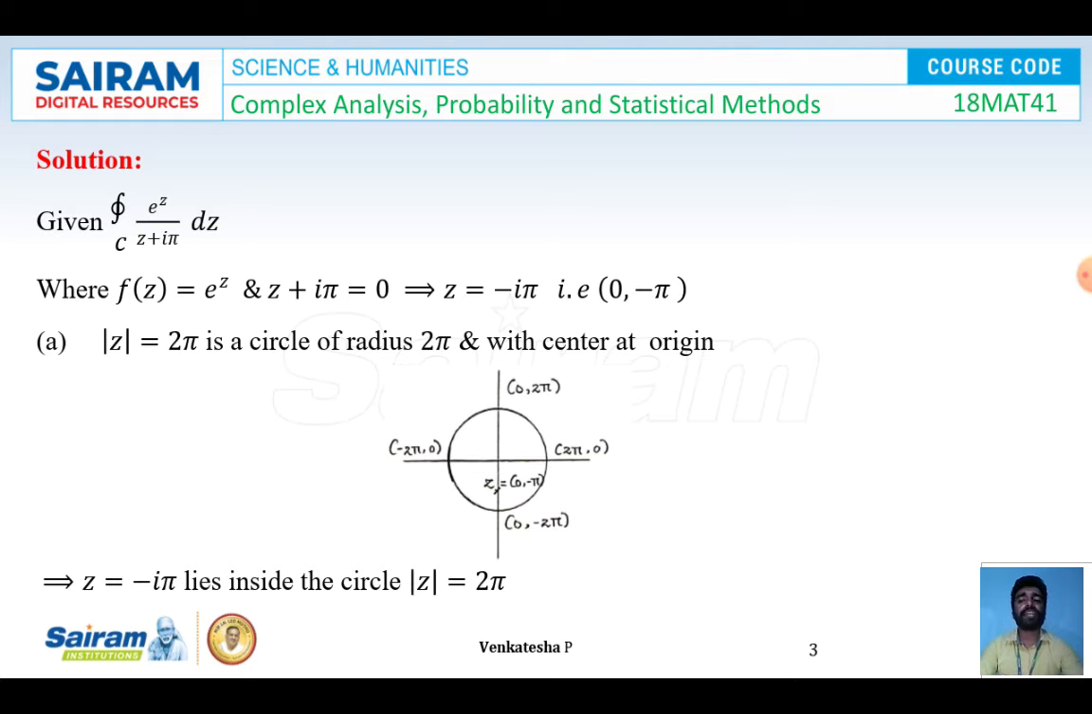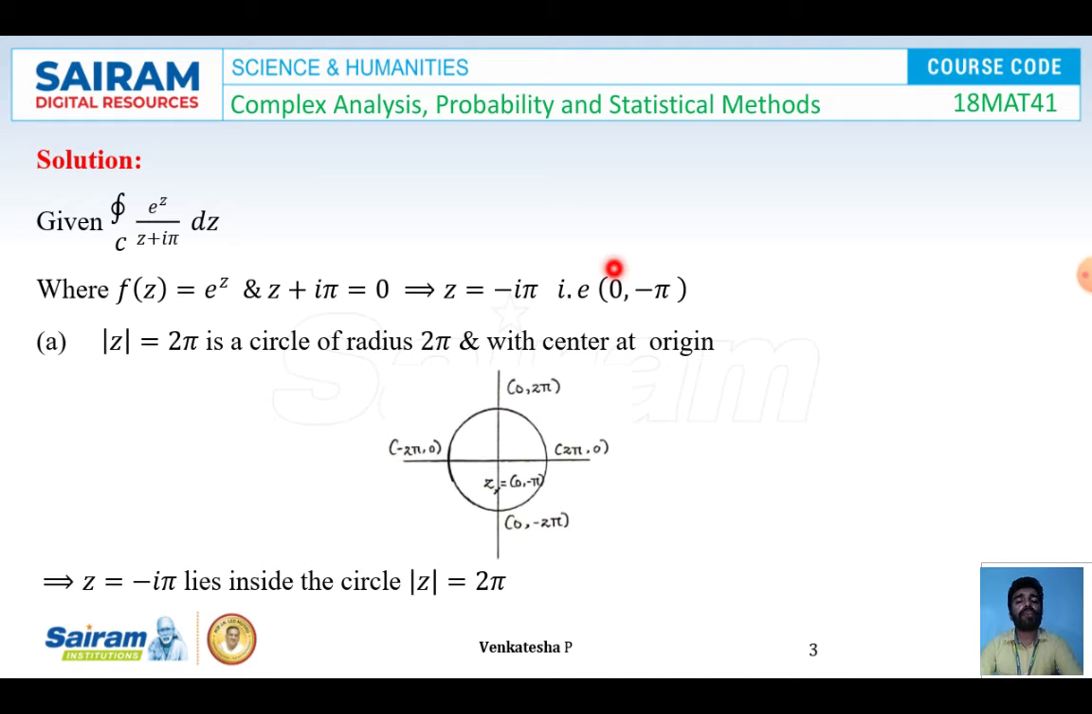So by comparing this given integral with the actual formula, we can get the function f of z is equal to e power z. And the function z plus i pi will be equal to 0. It implies z is equal to minus i pi. It means that x comma y is given by 0 comma minus pi. So first I am going to plot the first curve. It is given like mod z is equal to 2 pi. So this mod z is equal to 2 pi is a circle of radius 2 pi with center at origin. So now draw a circle of radius 2 pi with center at origin. So this is my circle of radius 2 pi with center at origin.